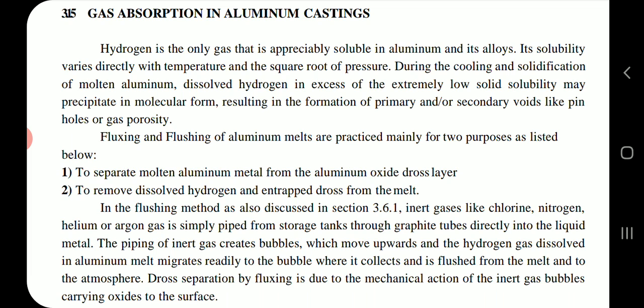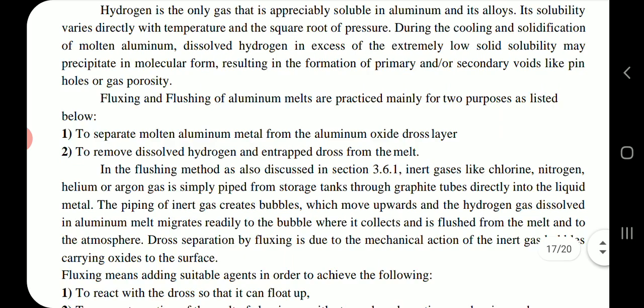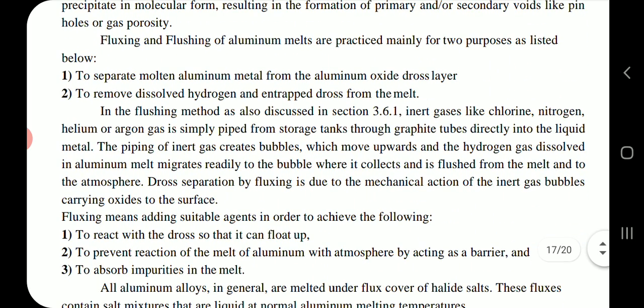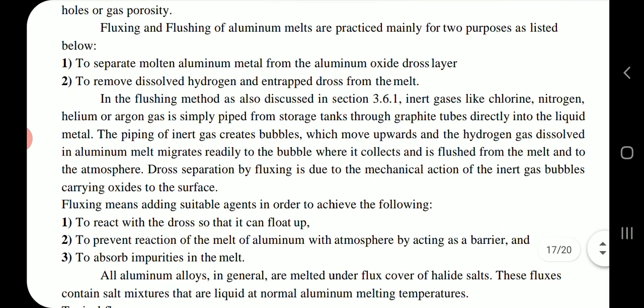In the flushing method, as also discussed, inert gases like chlorine, nitrogen, helium, or argon gas is simply piped from storage tanks through graphite tubes directly into the liquid metal. The piping of inert gas creates bubbles which move upwards, and the hydrogen gas dissolved in the aluminum melt migrates readily to the bubble, where it collects and is flushed from the melt into the atmosphere.